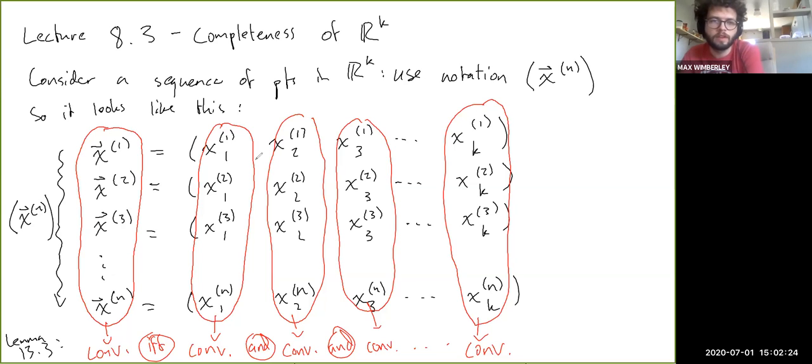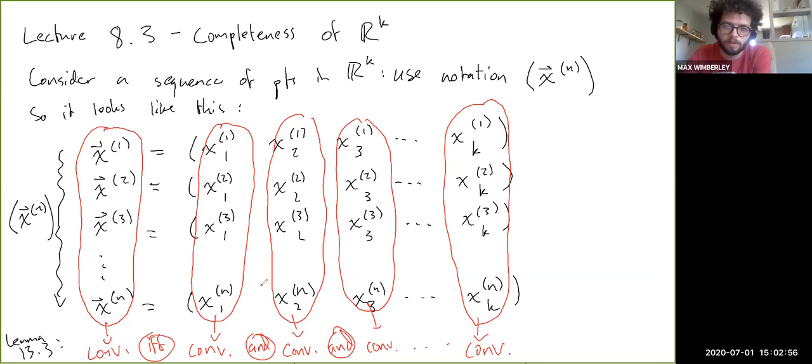Remember, these are sequences of numbers in R itself, just normal sequences of numbers like what we've seen before. And this here is a sequence of points in R^k. So the definitions of convergence are slightly different for these different sequences. What we're going to show is that this overall sequence of points converges if and only if each of these coordinate sequences converges. These are what I call the coordinate sequences.